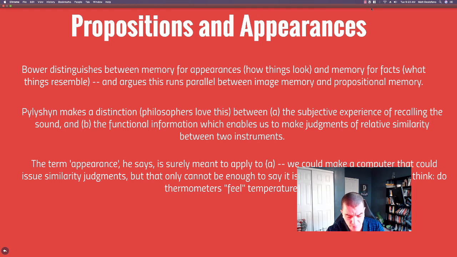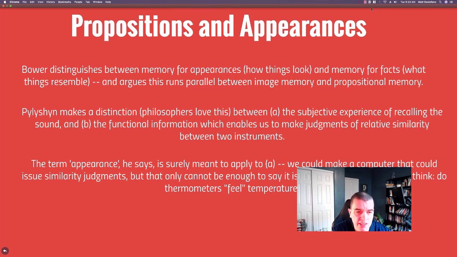So one problem for thinking about images as the most basic level of representation is it gets you in theoretical trouble, Plisson thinks. He picks on Bauer, who distinguishes between memory for appearances, how things look, and memory for facts, what things resemble. And Bauer argues that this runs parallel between imagistic memory and propositional memory. So, cool, we have these two versions of representation, and they fit nicely with two different ways that we think the brain might encode memory, either in images or in propositions.